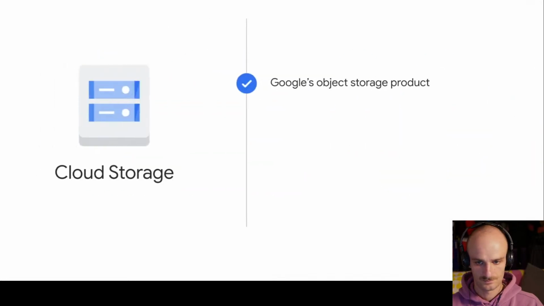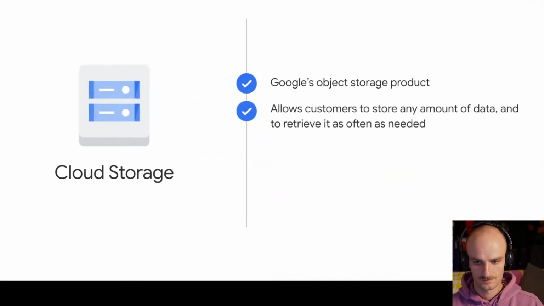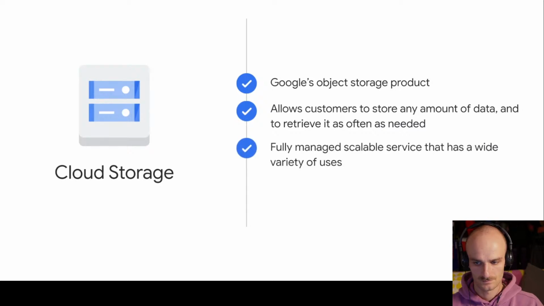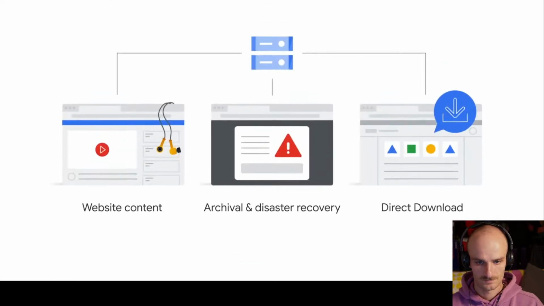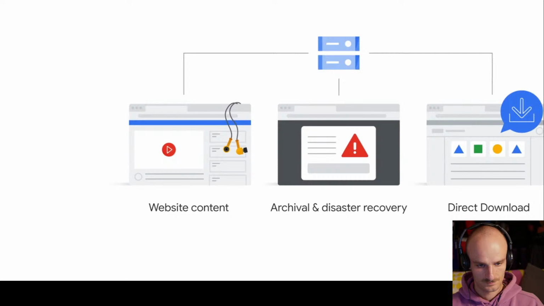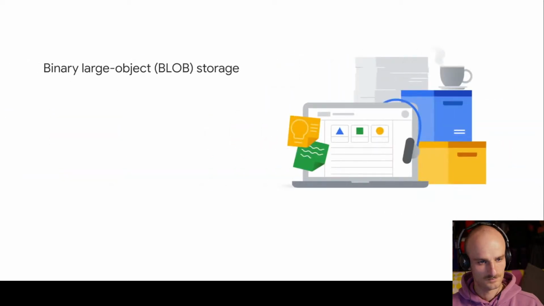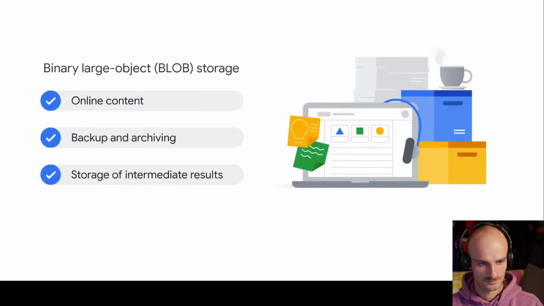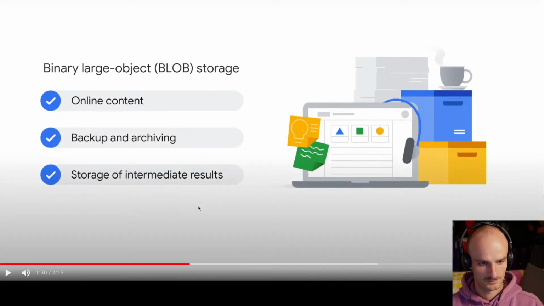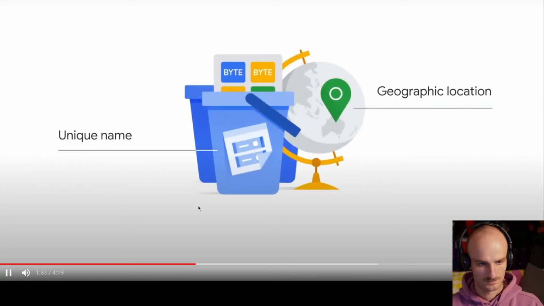Cloud Storage is Google's object storage product. It allows customers to store any amount of data and to retrieve it as often as needed. It's a fully managed, scalable service that has a wide variety of uses. A few examples include serving website content, storing data for archival and disaster recovery, and distributing large data objects to end users via direct download. Cloud Storage's primary use is whenever binary large object storage, also known as blob, is needed for online content such as videos and photos, for backup and archive data, and for storage of intermediate results in processing workflows. Cloud Storage files are organized into buckets.